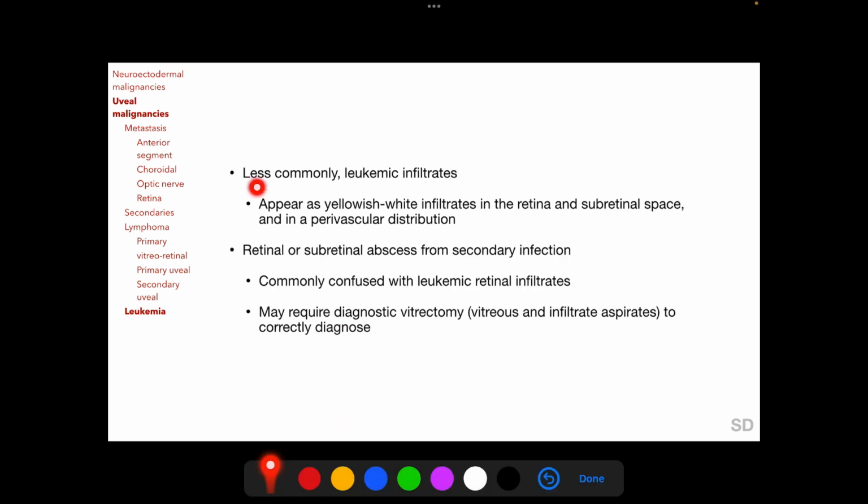Less commonly, we can find retinal infiltration with leukemic cells which appear as yellowish-white infiltrates in the retina and subretinal space in a perivascular distribution. Rarely, there can be retinal or subretinal abscesses from secondary infection, and they can be commonly confused with the leukemic retinal infiltrates and may require diagnostic vitrectomy to arrive at the correct diagnosis.